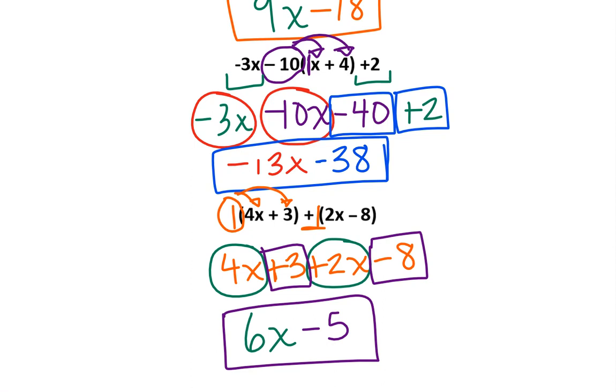So it's pretty simple. It's just like the last lesson, but we're combining both concepts. So first distribute, then combine like terms.